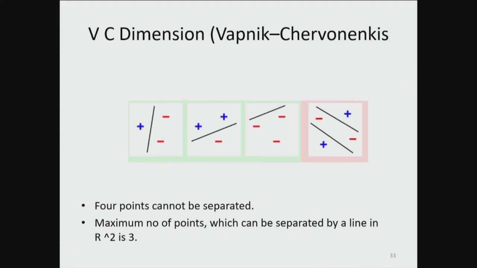Having 5 points, if 4 cannot be separated, how can 5 be separated? 6? No. 7? No. 8? No. No other number can be separated by a line. Therefore, the maximum number of points in R2 that can be separated by a line is 3, and that is said to be the VC dimension.